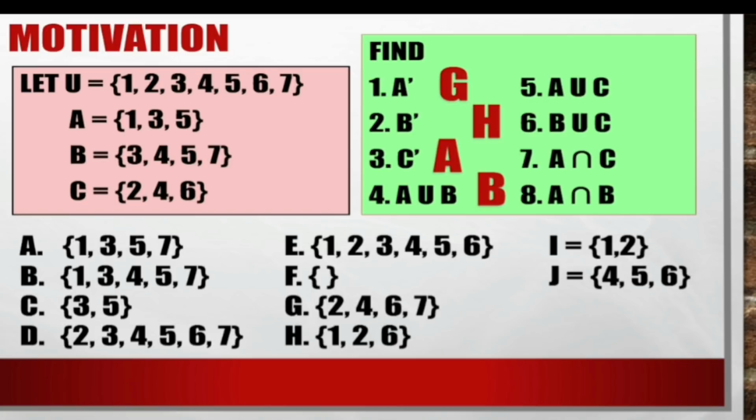Number 5, we have A union C. The answer is letter E. Number 6, B union C. The answer here is letter D. Then we have number 7, A intersection C. The answer is letter F. And lastly, for number 8, A intersection B. The answer is letter C.